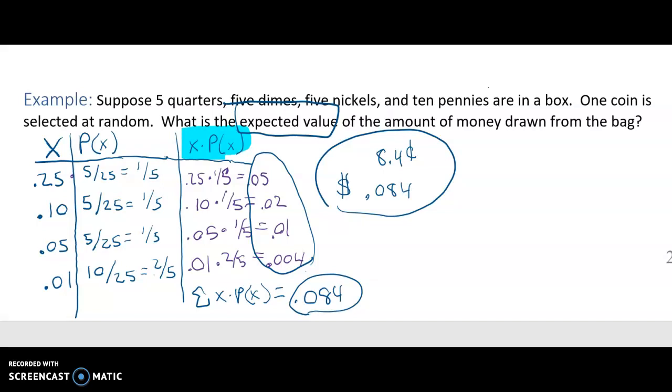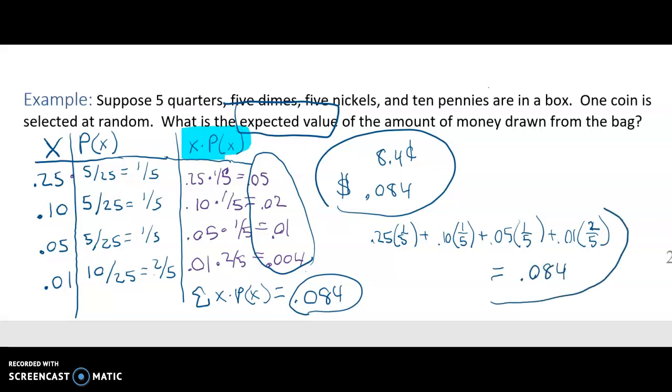You can also do this problem without making a table. You can simply list and use addition between. So we would have 0.25 times a fifth plus 0.10 times a fifth plus 0.05 times a fifth plus 0.01 times a fifth times 2/5, sorry. And then you'll add them together and you'll get the same answer, 0.084.